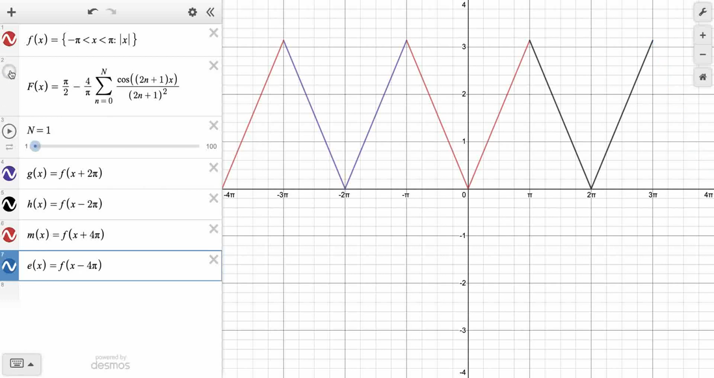You can see that starting at n equal to 1, your Fourier series looks very close to your function, and as n gets larger and larger, you cannot even see your function anymore.